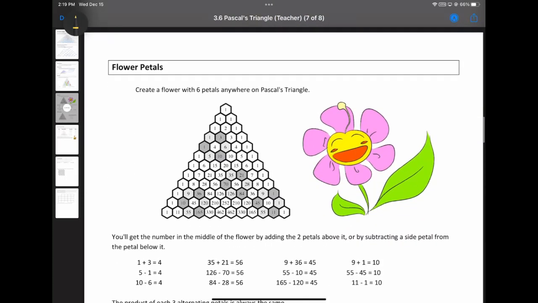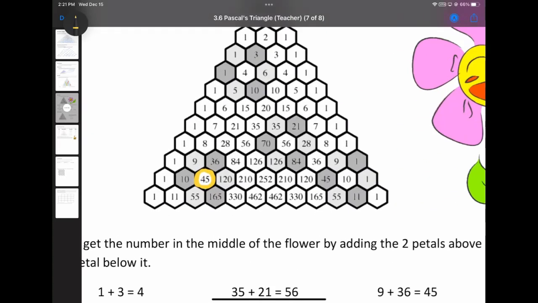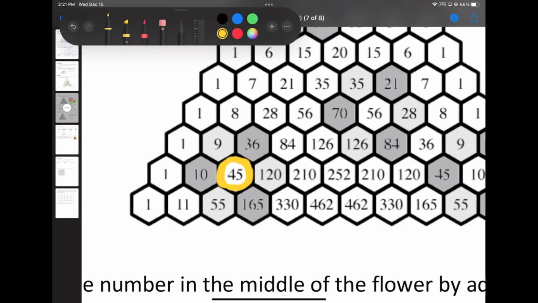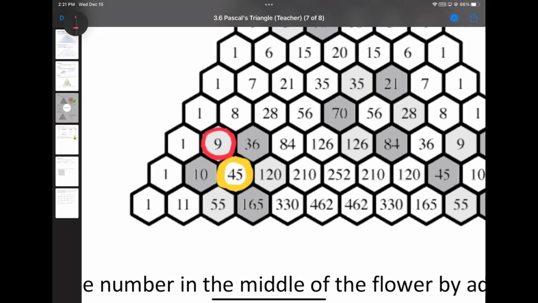The flower petal one. Now, before I go into this description, let me actually just highlight one of the flowers here. I'm going to do the one down in the bottom left here, the 45. Now think of the 45 as being the central part. And I'm going to draw some flower petals around it. I'm going to draw 9, 120, and 55 and highlight them in red. And I'll highlight the others in blue because I think it looks pretty. So there's our flower with the petals around it.